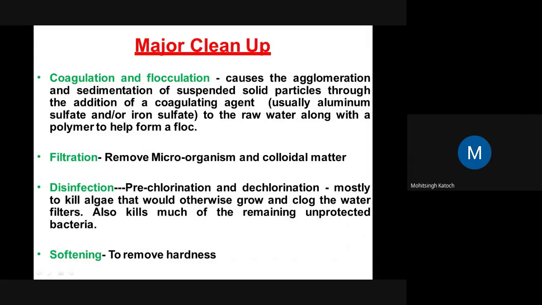Pre-chlorination and dechlorination are mostly used to kill algae that would otherwise grow and clog the water filters. Disinfection also kills much of the remaining unprotected bacteria. And if the source of raw water is groundwater, then we know that there may be hardness in that raw water. So a softening process is used to remove this hardness from water before sending the water to the household consumers.